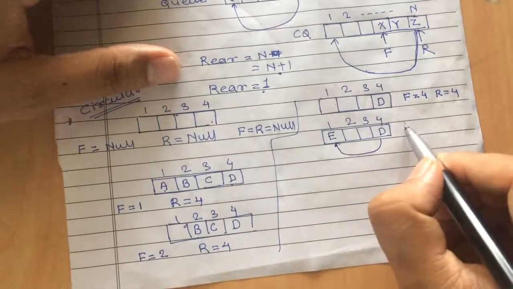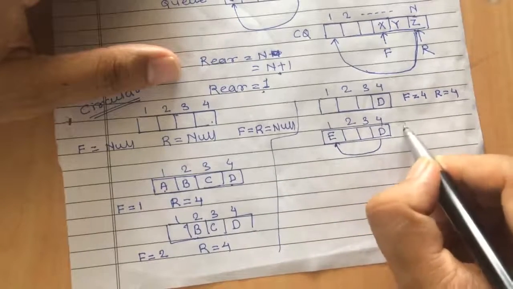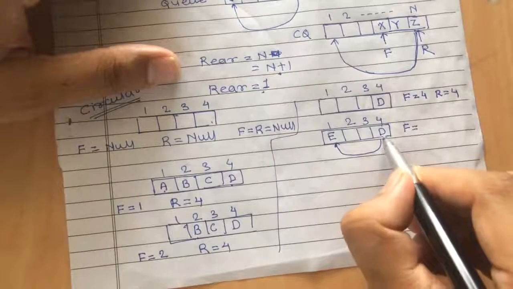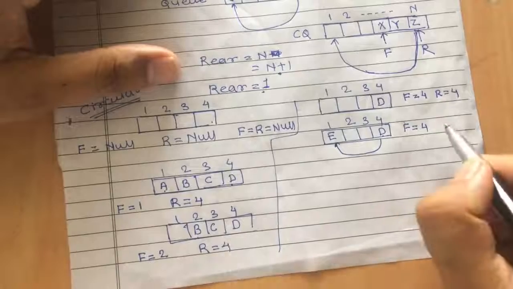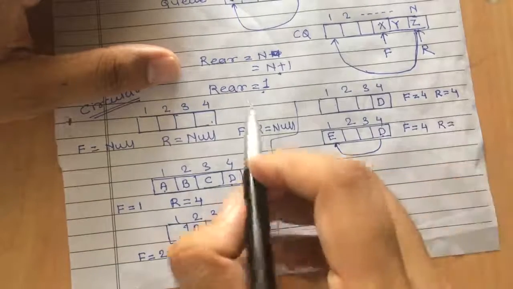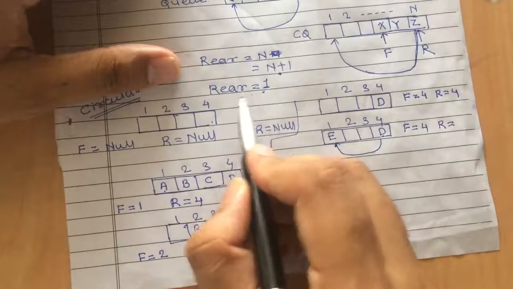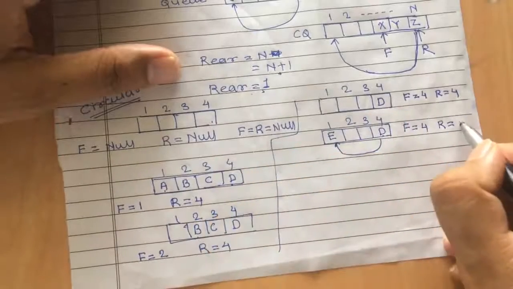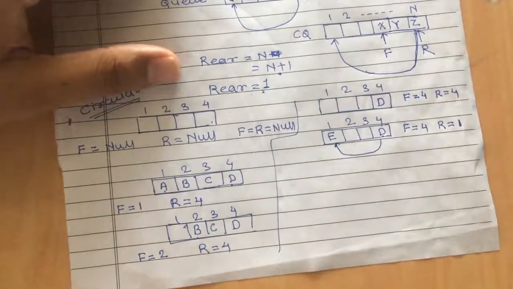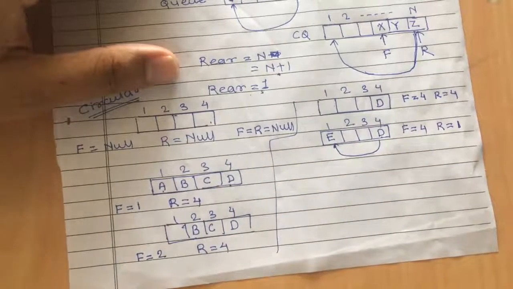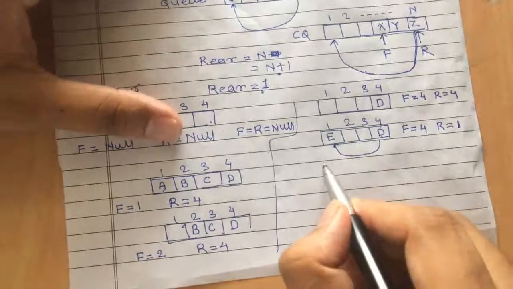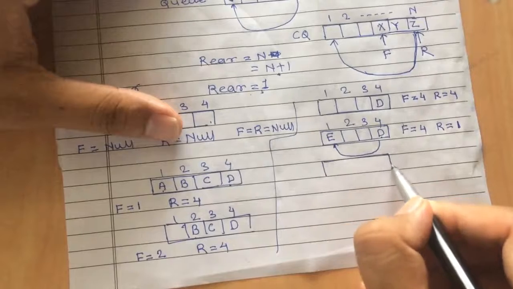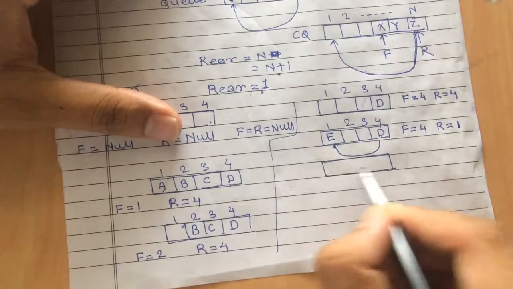So after adding E, what will happen? My front, the front element, will point to D, and rear will point to the first location, as I said we have reset rear to the first location. I hope you understand this. Now suppose again I want to insert one element. For sure, insertion takes place from the rear end.